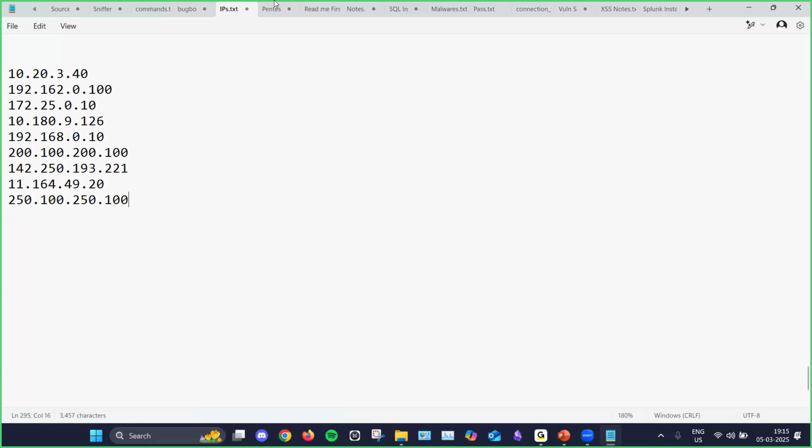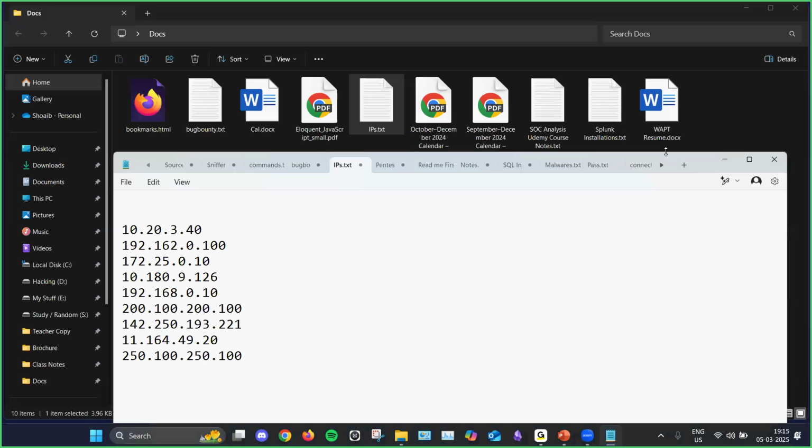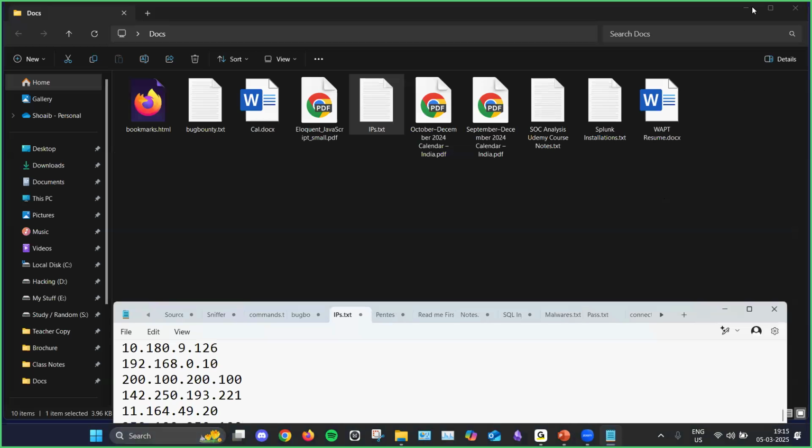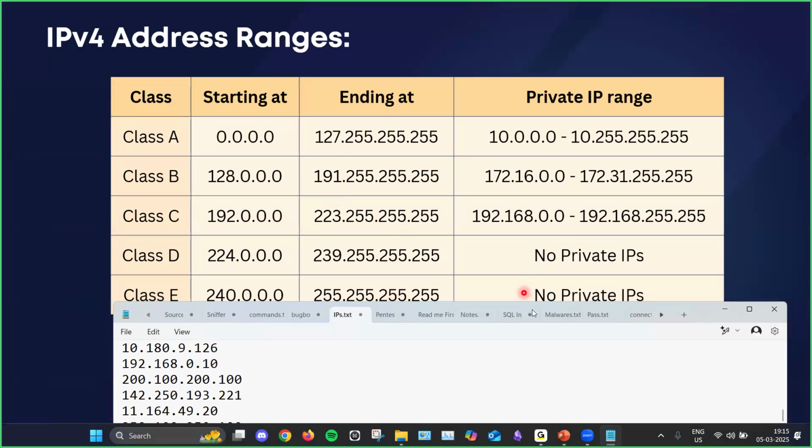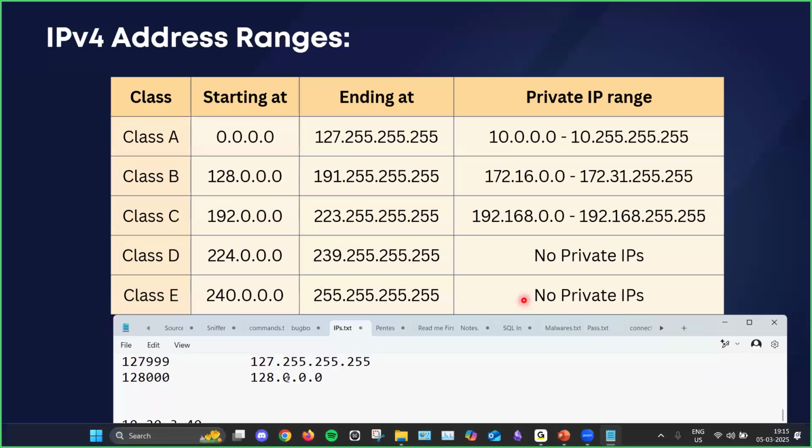Okay. So I've written down a couple IPs here. Now let's try to understand which IP would fall in which category. So same logic, guys. You would check the same range that is mentioned over here. So let's go with the first IP. Let's say we have 10.20.3.40. Now, for us to understand which class it belongs to, you would check the first octet. So class A is from 0 to 127. So any IP with the first octet between 0 and 127 is class A.